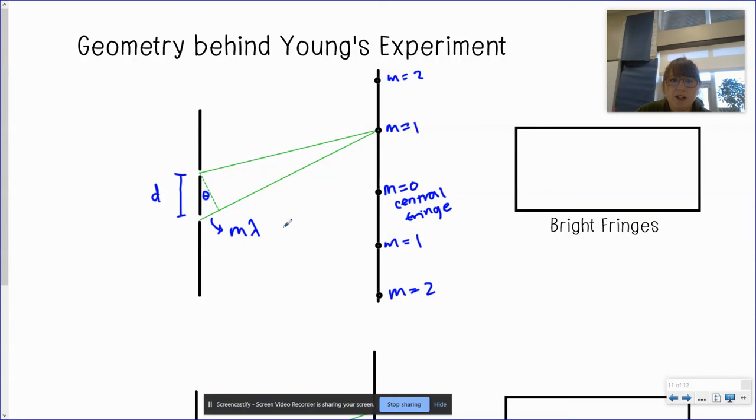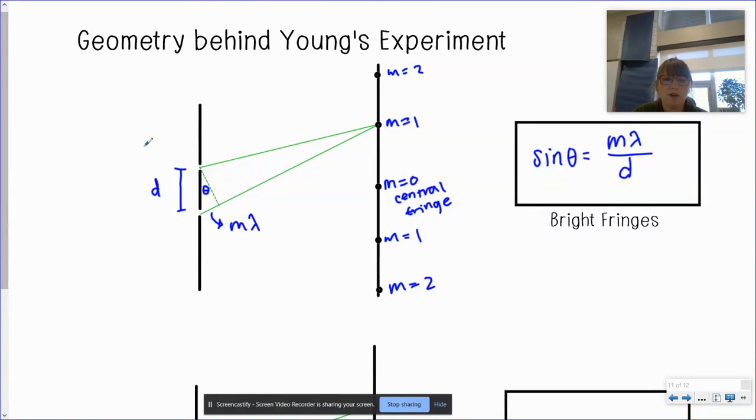So to figure out according to the distance between the slits and what bright fringe we are away, we can do a little trig here. From this angle, we can say that sine theta equals opposite, which is m lambda over d. And there are some assumptions that we're making here, but for the most part, this is a good approximation.